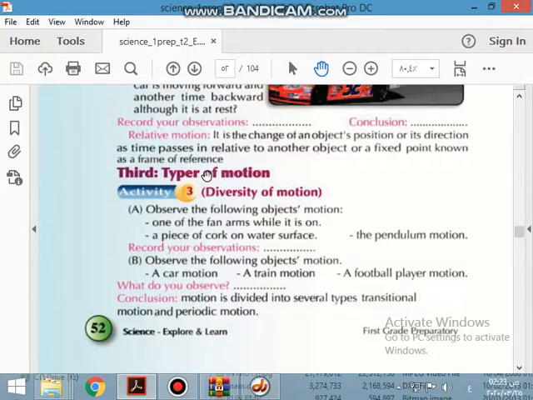So, what is the reference point? It is a fixed point used to determine the object position or to describe its movement.